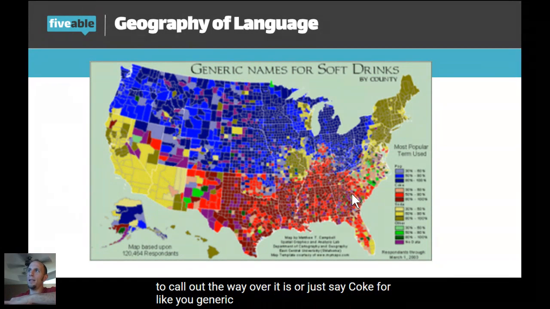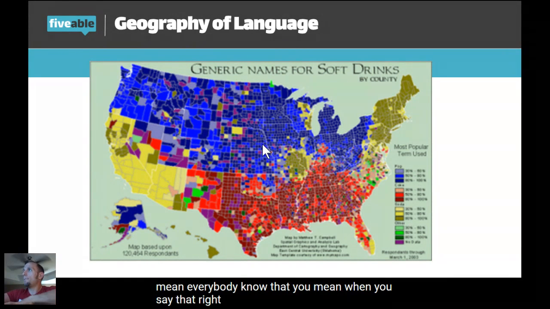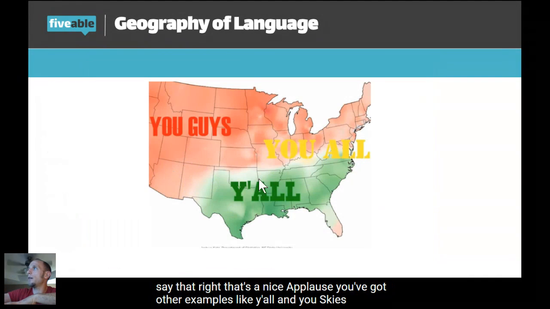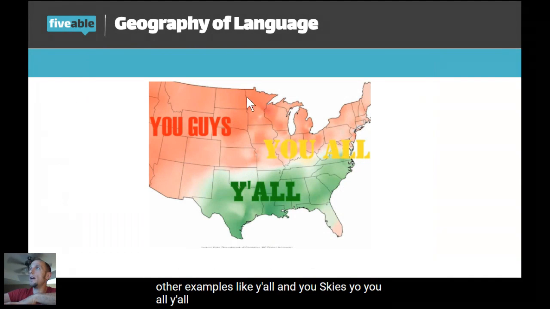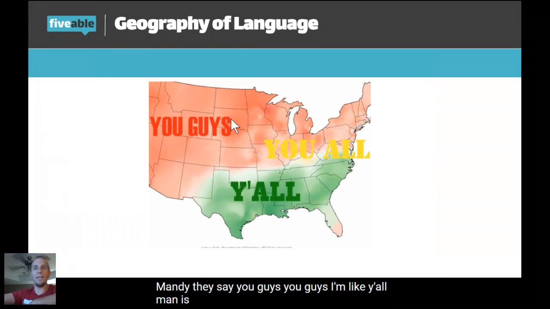generic. It's only recently where you go up at McDonald's and say something like, hey, I'll take a Pepsi. Oh, I'm sorry, we don't have Pepsi products, we have just Coke. I mean, everybody knows what you mean when you say that, right? That's an isogloss. You've got other examples like y'all and you guys. My people in Minnesota, man, they say you guys. I'm like, y'all, man, it's easier to say.